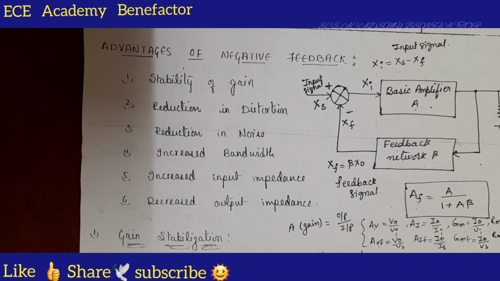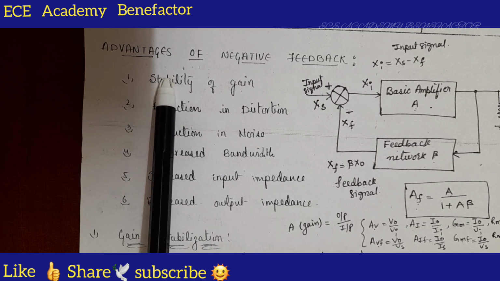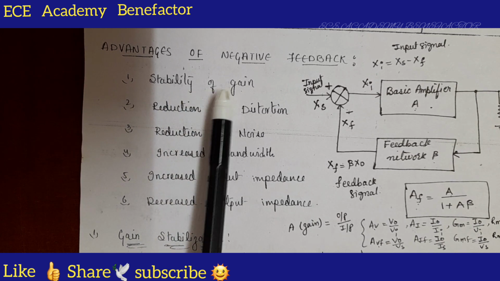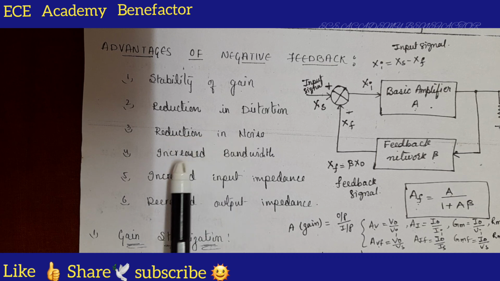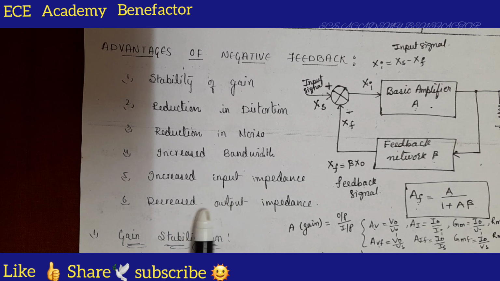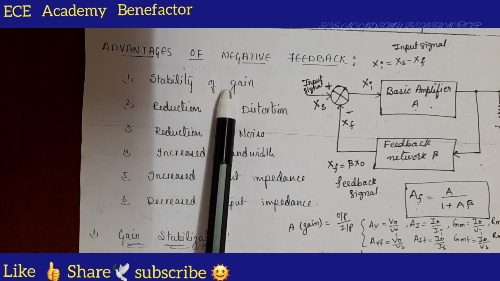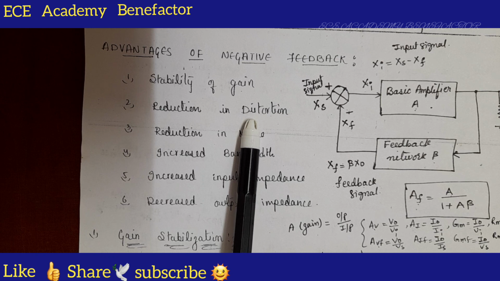In this class we will be seeing advantages of negative feedback. Let us quickly review the advantages. First one is stability of gain, reduction in distortion, reduction in noise, increased bandwidth, increased input impedance, decreased output impedance. In our previous class we have seen stability of gain. In this class we will be seeing about reduction in distortion.